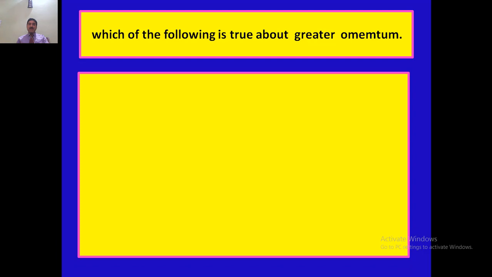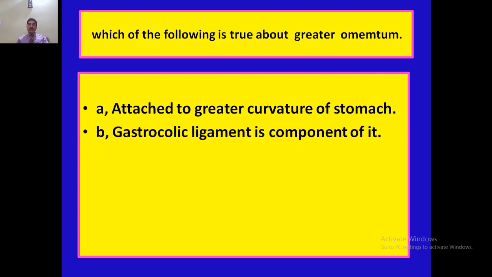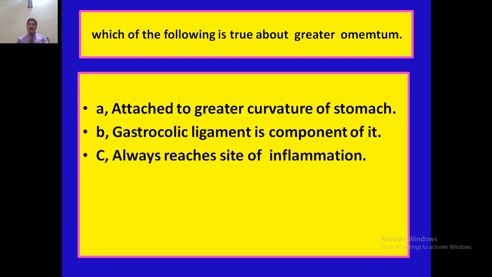Which of the following is true about greater omentum? A. Attaches to the greater curvature of the stomach. B. Gastrocolic ligament is component of it. C. Always reaches site of inflammation. D. It localizes perforation. C is the wrong option. Previously it was believed that it reaches the site of inflammation, so it was called the policeman of the abdomen. But the recent advances have shown that it reaches the site of inflammation only by chance, not by choice.